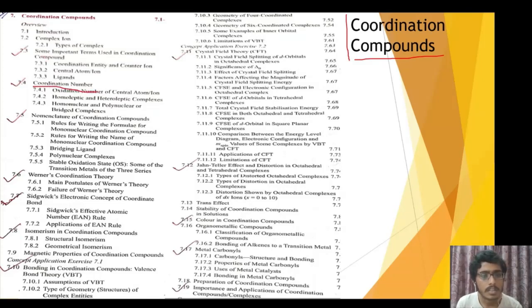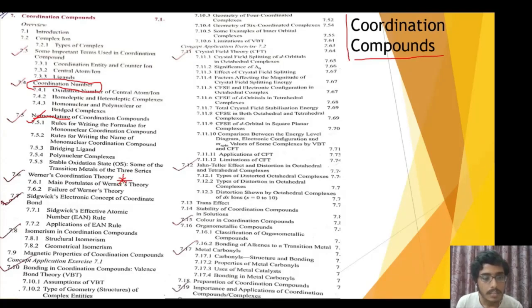Next is coordination number. What is it? How to find it? The nomenclature, very important. It's given in NCERT also. You will find it in any other standard textbook. So nomenclature of various complex compounds can be asked. Werner's theory, as I've said earlier, only this is important.